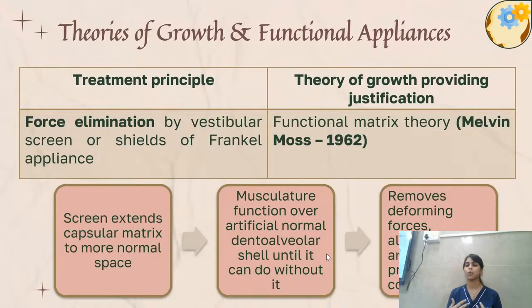And how will it act? This artificial shell will remove all the deforming forces, and it will allow the teeth and alveolar processes to contact the matrix and rehabilitate it, until the patient can produce normal function without the help of this artificial matrix. So this artificial matrix does nothing but eliminate the force and guide the favorable force and give us the desired result.